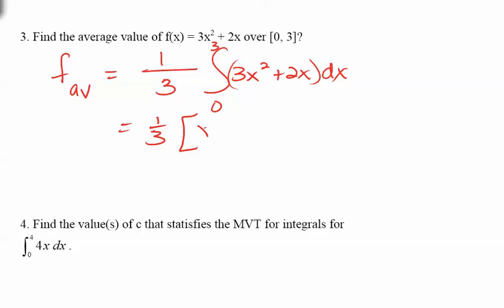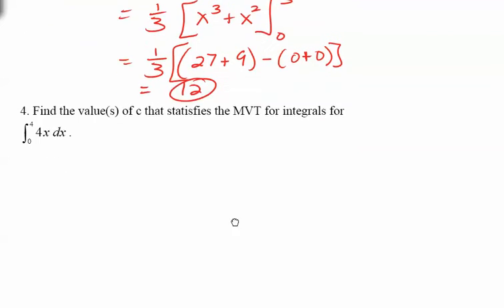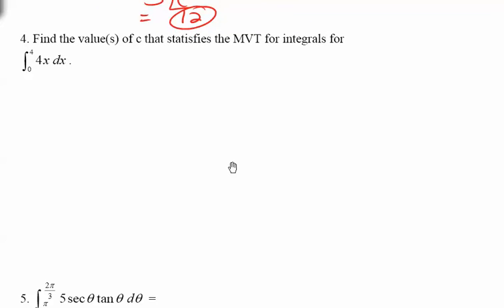So our antiderivative would be x cubed plus x squared, evaluated from 0 to 3. And that would be 27 plus 9. And of course, we don't have to write these 0 values, but we'll make sure everybody realizes what we're coming up with there. So 1/3 of 36 should be 12 for our average height. So that's not the x-coordinate where it occurs, that's the average value of that function.